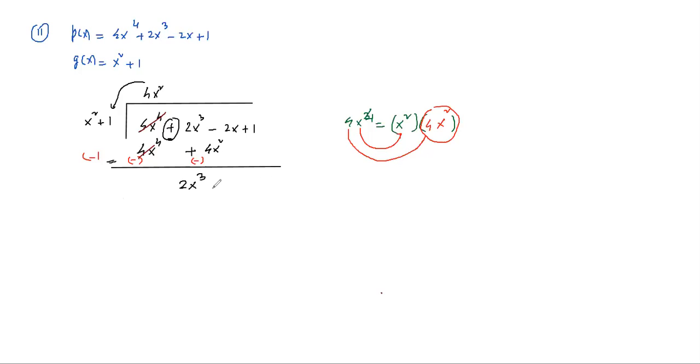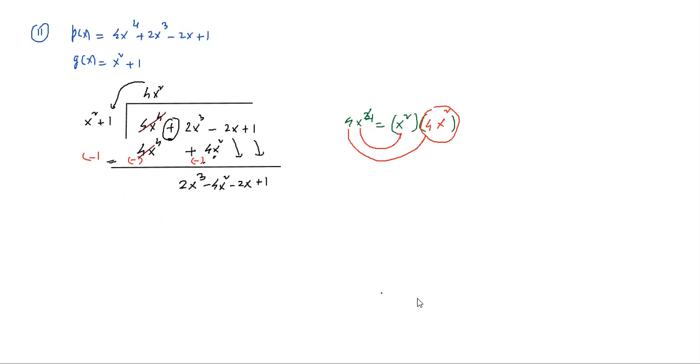Now once you are done with x cube, you have to now bring x square. What is the sign? It is minus. So your result will be minus 4x square. And now you bring down this. It is minus twice x and this is plus 1. So once you did it, again you got the new problem.